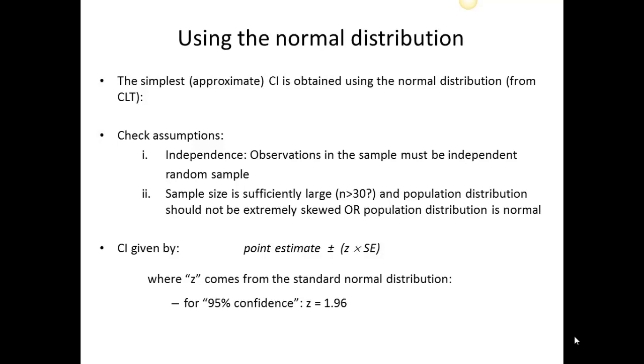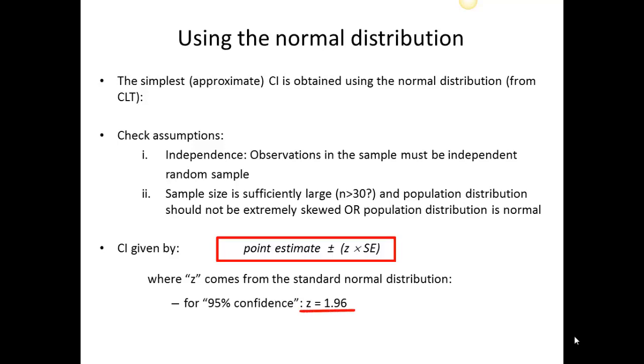The confidence interval is then given by the point estimate minus z times the standard error, and the point estimate plus the z statistic times the standard error. And the values for z come from the standard normal distribution. For a 95% confidence interval, this is 1.96.